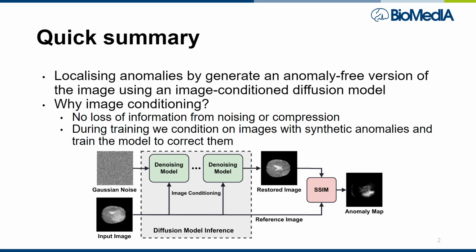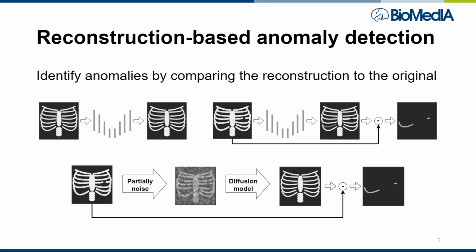During training, we can also use this conditioning mechanism to train the model to correct images with synthetic anomalies introduced into them. That better helps the model learn to change the unhealthy parts and maintain the healthy parts. That means that when we compare our restored image with the input image, we can use the difference measured by SSIM to localize anomalies. Now, if you've got a bit more time, let's go into some background.